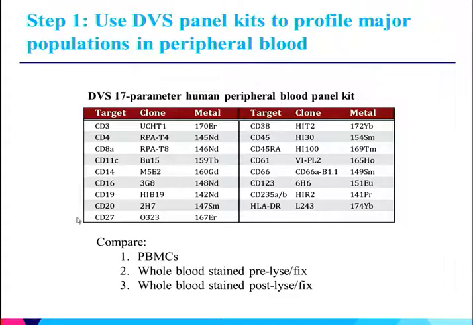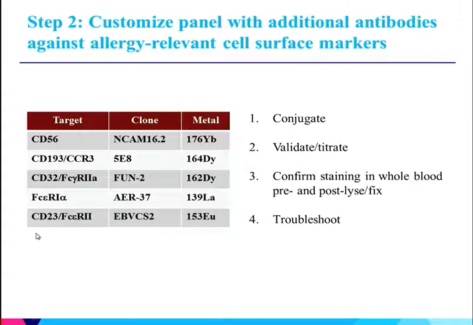But after these initial optimizations with the standard panel, we then wanted to take this panel and customize it a little bit to add in some additional markers of particular relevance to allergy. So for example, a lot of the Fc gamma receptors, the Fc epsilon receptors. We also wanted a means of identifying eosinophils, which we tested a few antibodies and ultimately settled on CCR3. And we also wanted to add in CD56 to identify NK cells, which were not in the initial panel. And for each of these antibodies, we either had to acquire them if they were commercially available, which in the case of most of these, they were not. And in the case of these, we had to conjugate them, validate them, titrate them, and confirm that they all work in the context we want to use them in.